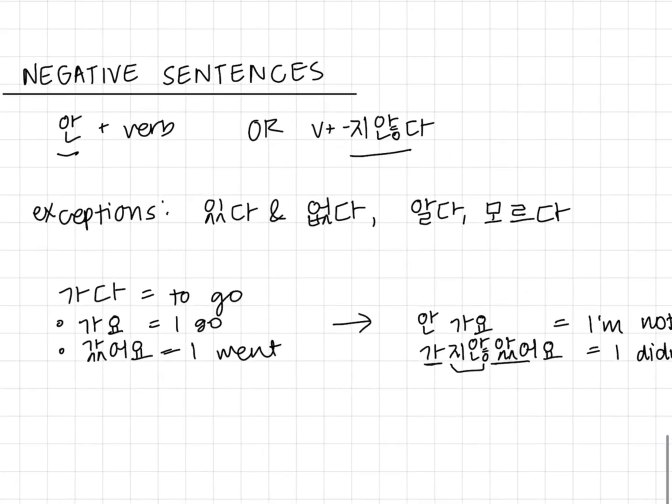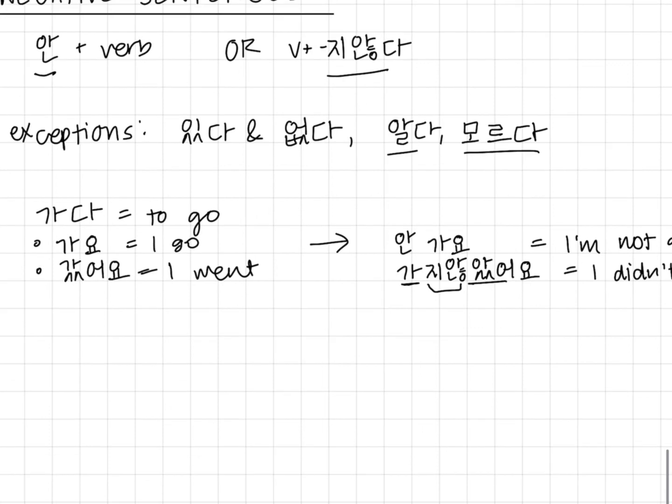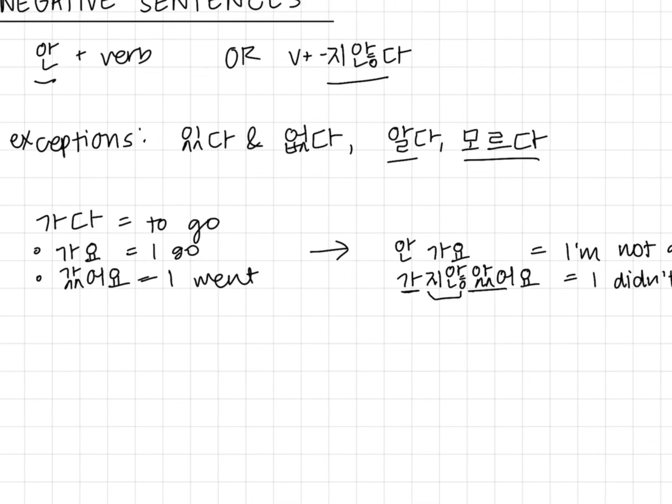The two exceptions are 있다 and 없다 because they are opposites and they have antonyms. And 알다 and 모르다. 알다 means to know and 모르다 means to not know. So you can't say 안 알아요 because there is a word for not knowing, which is 모르다. So if you want to say I don't know, you can say 몰라요. You can't say 안 알아요. That just sounds weird. Same thing with 있다. You can't say 안 있어요 because there is a word 없다. So instead of 안 있어요, you would just say 없다 or 없어요.